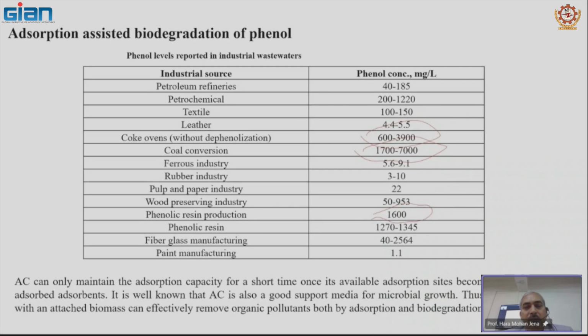So activated carbon can only maintain the adsorption capacity for a short time, once the available adsorption sites become exhausted by the adsorbed adsorbents, and it is well known that activated carbon is also a good support media for microbial growth. Thus, biological activated carbon with an attached biomass can effectively remove organic pollutants both by adsorption and biodegradation.